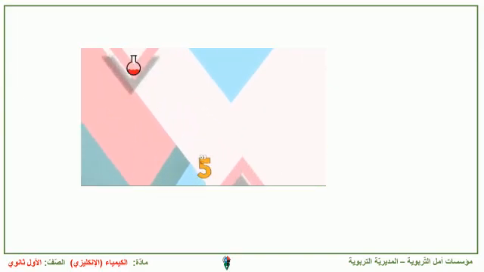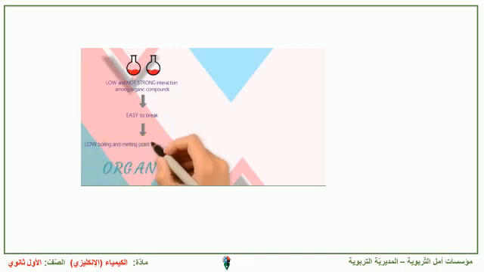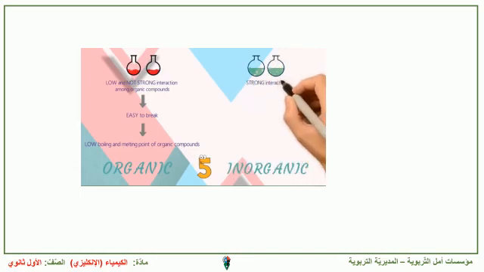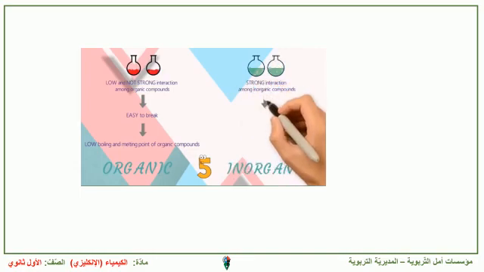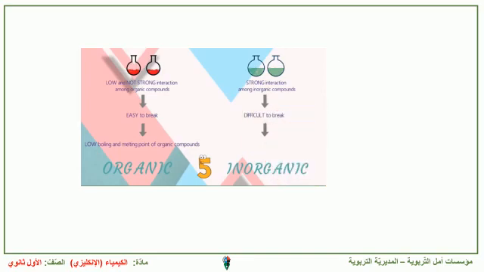5. The interaction among organic compounds is low and not strong, so it is easy to break. As a result, the boiling and melting points of organic compounds are low. The interaction among inorganic compounds is strong, so it is not easy to break. Thus, it requires a high boiling and melting point.